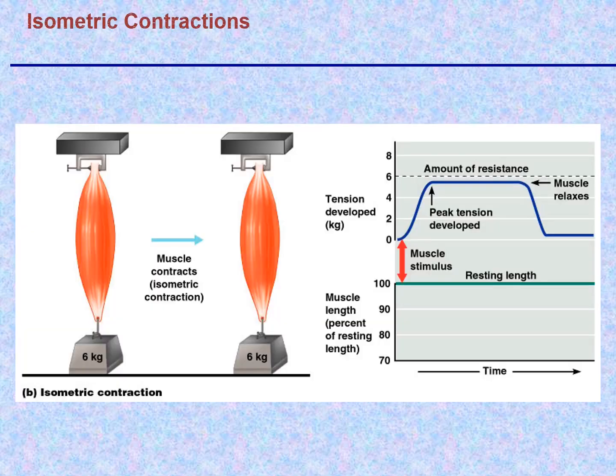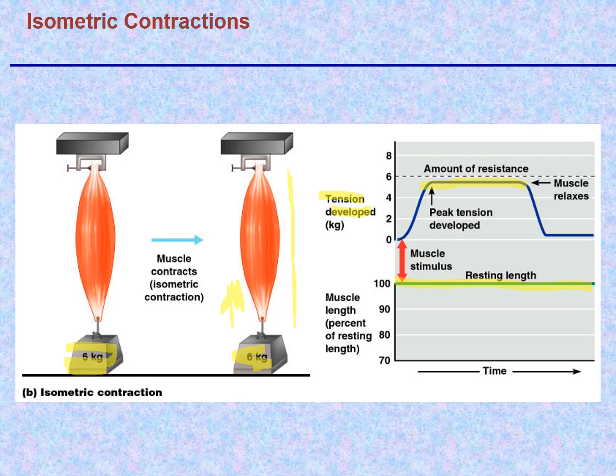And this is shown in the following diagram here, where the 6 kilo weight does not move. There's no overall change in length of the muscle. The weight doesn't move, although there is tension generated. Notice that the tension is less than the actual load. So the tension generated is not 6 kilos. If it was 6 kilos, then the weight would move upwards because the muscle would shorten.